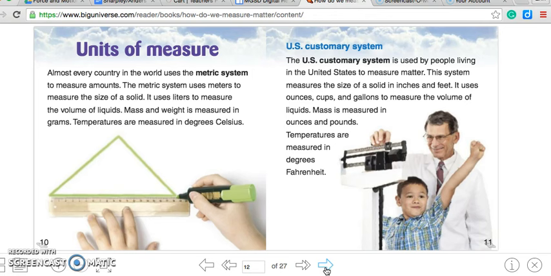The U.S. customary system. The U.S. customary system is used by people living in the United States to measure matter. This system measures the size of a solid in inches and feet. It uses ounces, cups, and gallons to measure the volume of liquids. Mass is measured in ounces and pounds. Temperatures are measured in degrees Fahrenheit.